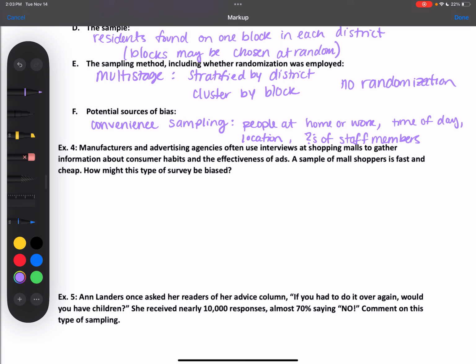You're looking at who comes to the mall, which obviously in this day and age is a little different than probably when this book was written and these questions came out. But you're looking at that.